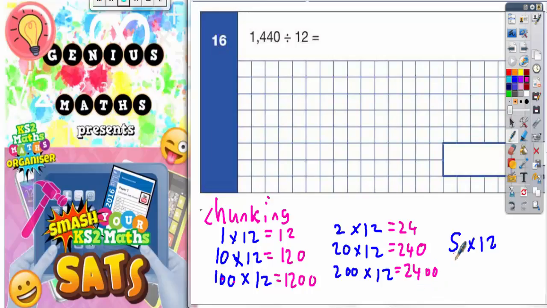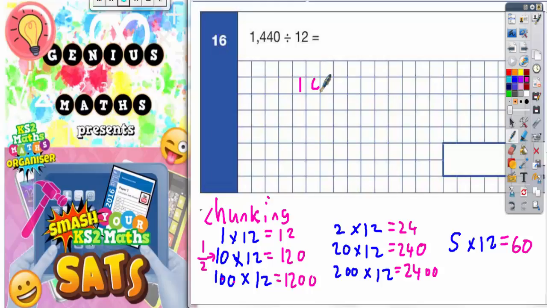The only other chunk that might be a little bit tricky is 5 12s, but 5 12s is going to be basically half of whatever 10 12s is. So 10 12s is 120, 5 12s is half of that, half of 120 is 60. Now we need to decide what we're going to subtract from 1440.